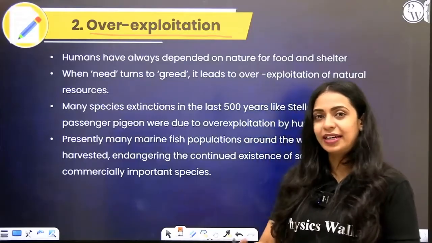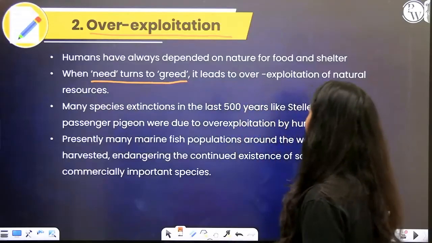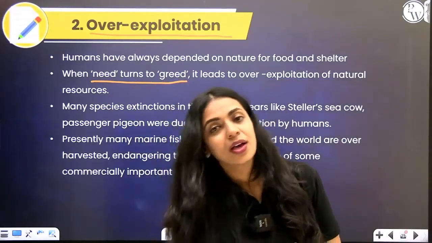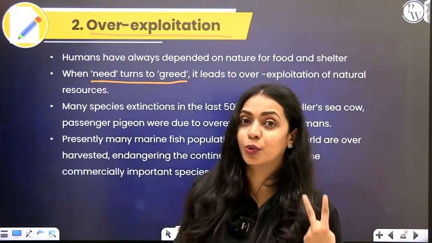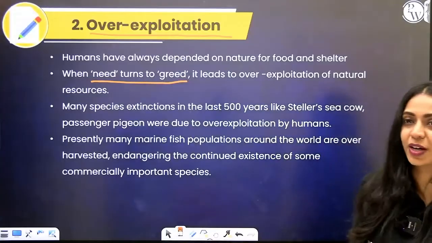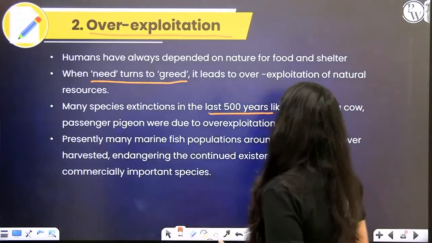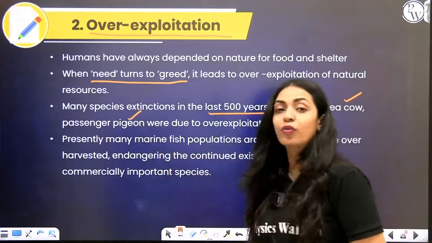But you should only take as much as you need. When the need turns into greed, it leads to over-exploitation of natural resources. Like I told you how when the Pacific Islands were newly colonized by humans, 2,000 species of birds went extinct, right? So many species have faced extinction in the last 500 years. For example, Steller sea cow, passenger pigeon, they were overexploited by humans.